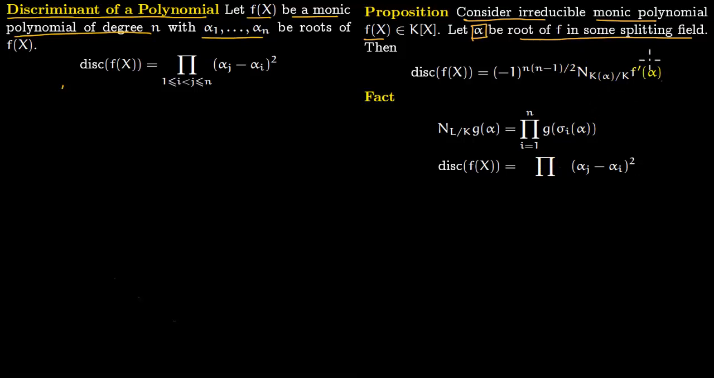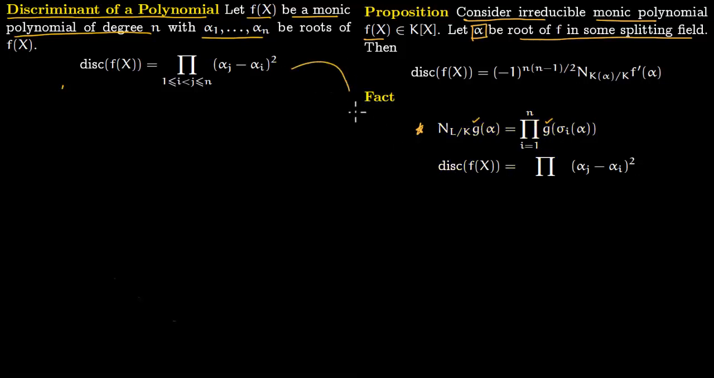To prove this result, we will use this fact. The norm of a polynomial g(alpha) is just the product of g(sigma i of alpha). We have already seen that the norm of alpha is just the product of sigma i alpha, but if you take the norm of g(alpha), then this g will carry over here. Just think of it in terms of g being the identity map, then we already know this result. Now we are saying g could be any polynomial.